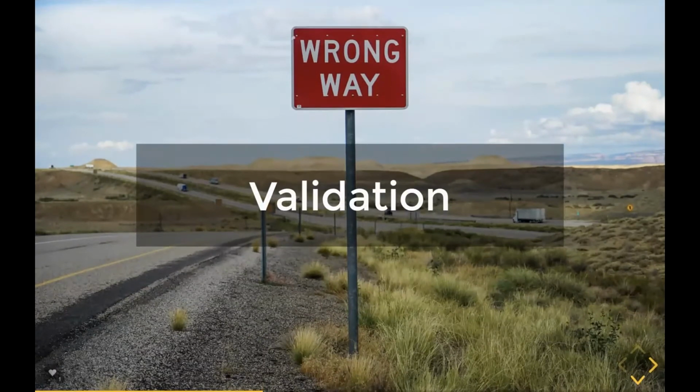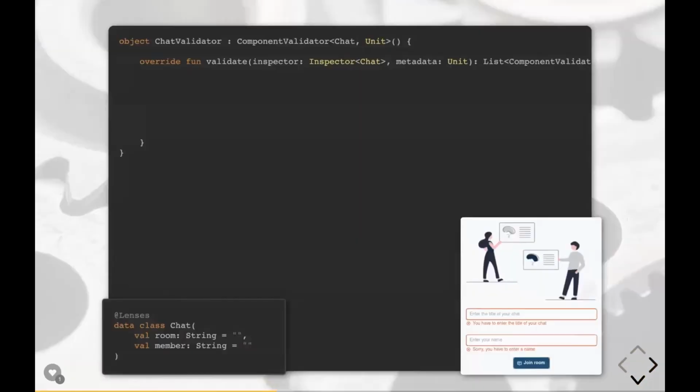Okay. Next step is setting up the validation for our form. Remember that this will be defined in the common main source and will later be used by both front end and back end. To do so, we create a chat validator inheriting from an interface component validator and just implement one single method that is called validate. You get an inspector as a parameter of this method. And this inspector you can use just like a store to navigate through your data model by calling sub and using the lenses exactly like the store.